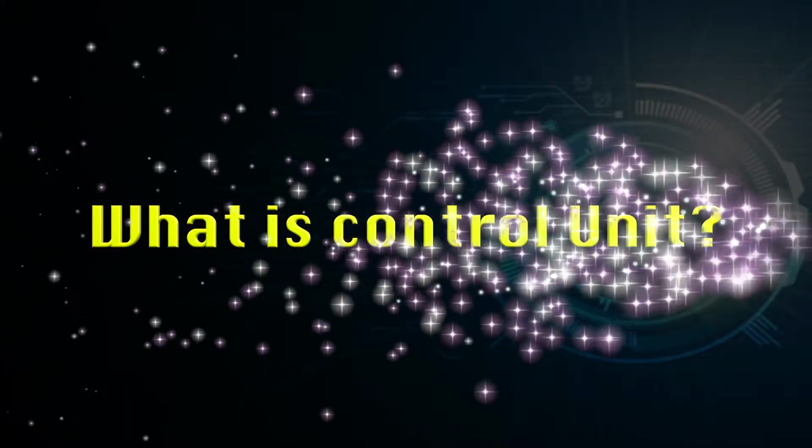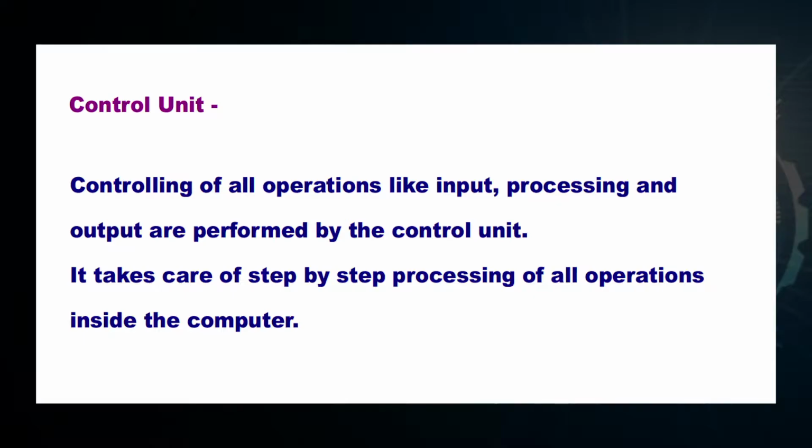What is the control unit? The manner in which instructions are executed and the various operations are performed. Controlling of all operations like input, processing and output is performed by the control unit. It takes care of step by step processing of all operations inside the computer.